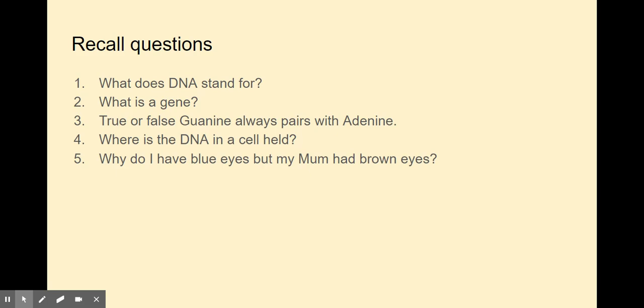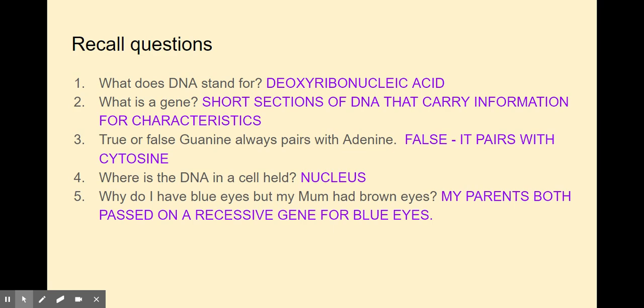So let's have a look at our answers for this one. What does DNA stand for? So DNA is deoxyribonucleic acid. And when you get to GCSE, you'll look into why it's called that. So what's a gene? A gene is a short section of DNA that carries information for characteristics, or it codes the information for characteristics, you could say.